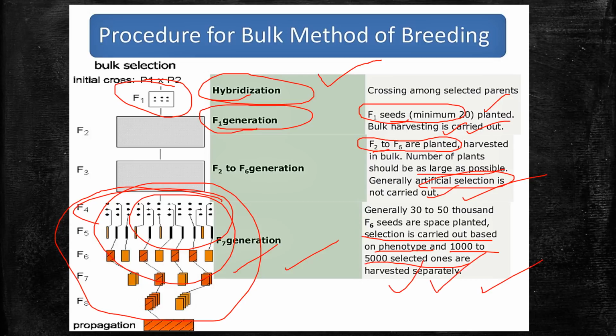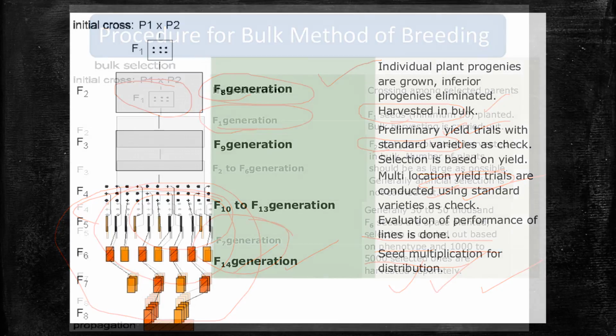So it started with the F1 generation yielding F1 seeds, and with the F1 seeds you developed thousands of plants forming the F2 to F6 generations. From that F2 to F6 generation, you isolated 1000 to 5000 plants in the seventh generation. So this is all about the first phase.